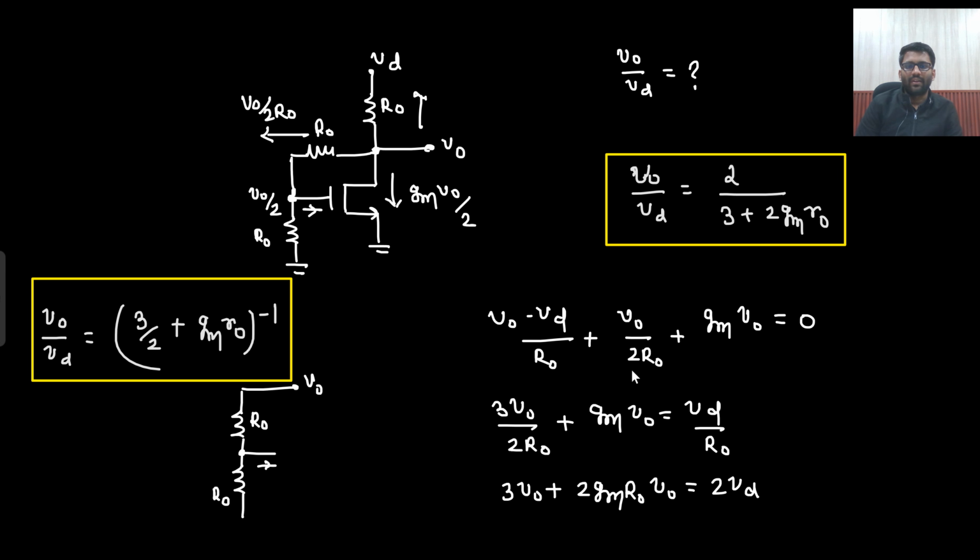V naught by 2, V naught minus VD upon R naught, gm V naught. Okay. There is a calculation mistake. gm V naught by 2. Actually, I am really tired. That's why these errors are happening. So what will happen here? 2 R naught will be common. Then here this 2 will not come. 2 upon 3 plus gm R naught will be the answer. So in that manner you can adjust it.